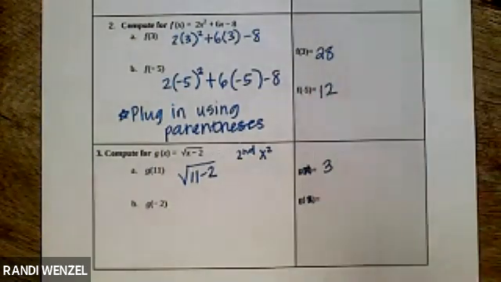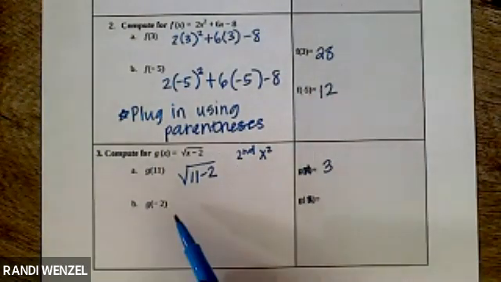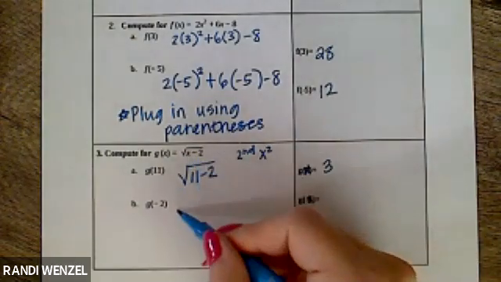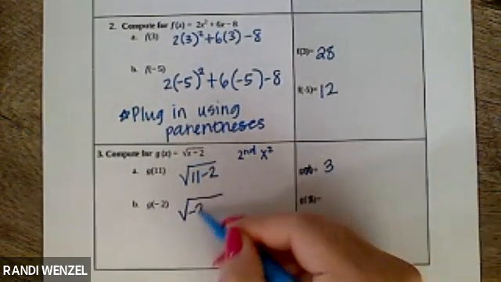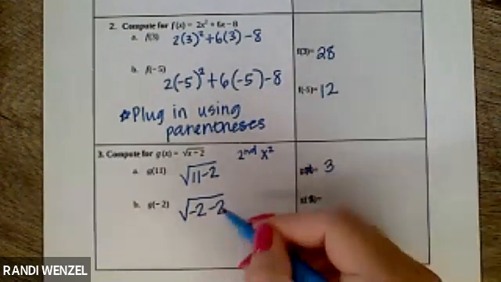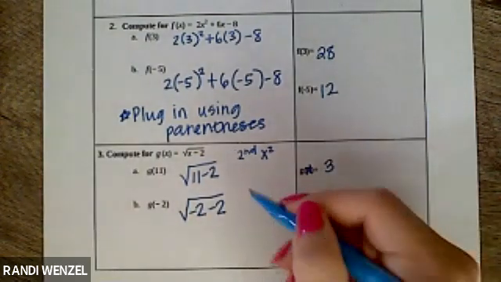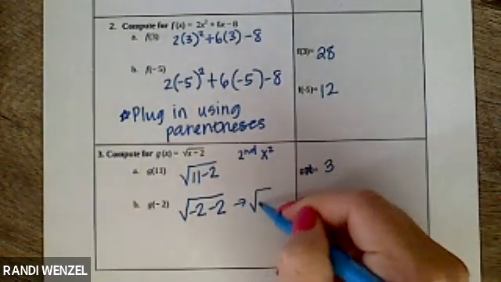So we got 3. Then we're going to plug in a negative 2. So same equation. We're plugging in negative 2 minus 2. Negative 2 minus 2 gives us a negative 4. We're taking the square root of negative 4.